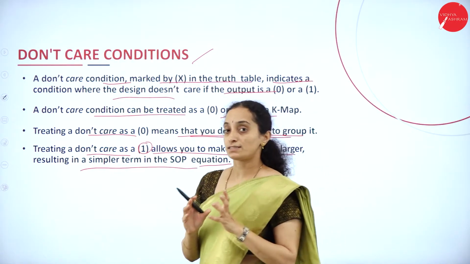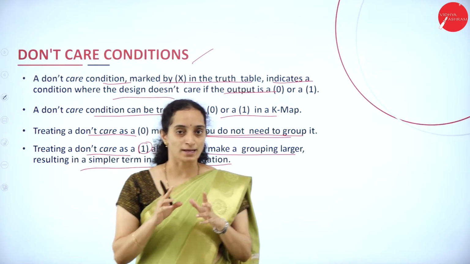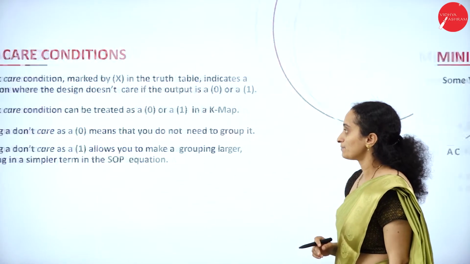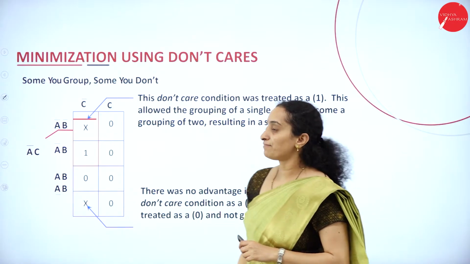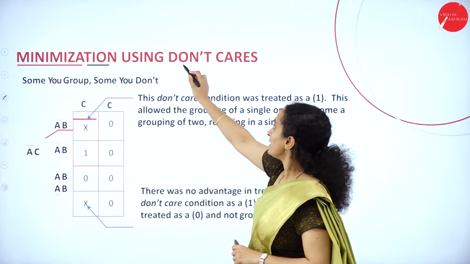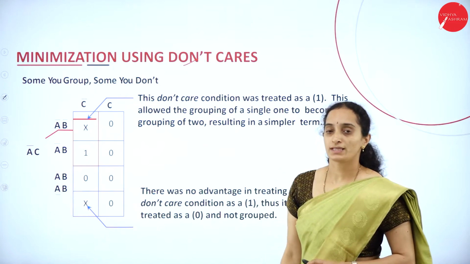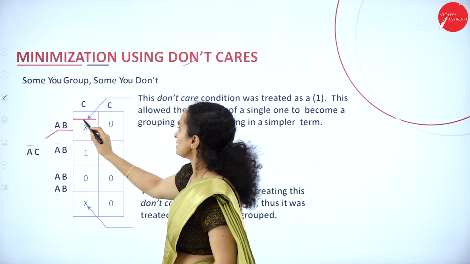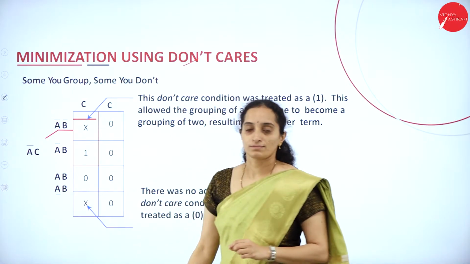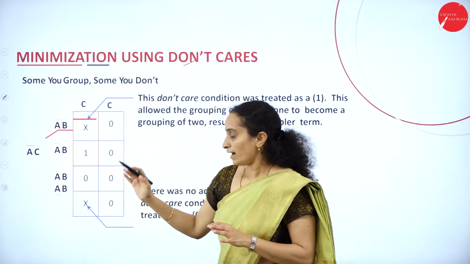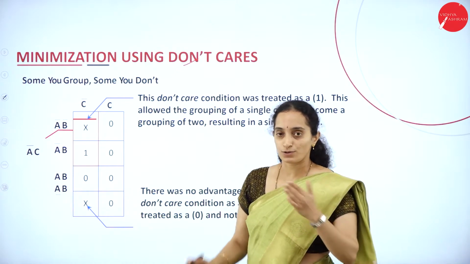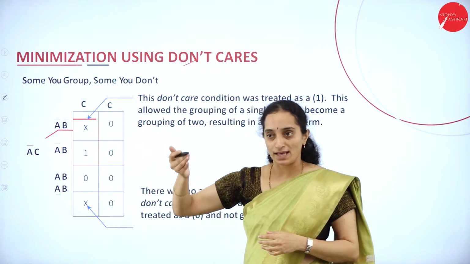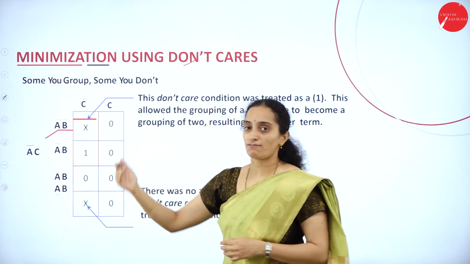You can consider those X as 1 and you can group the ones. Okay, so let's have an example of minimizing using the don't care conditions. So there will be some groups; you fill all the unfilled boxes as X and you include them in a group, but you will consider only those X that can group with the ones.